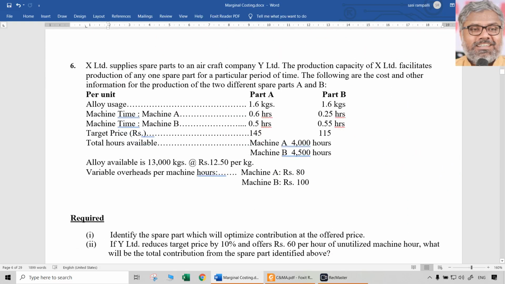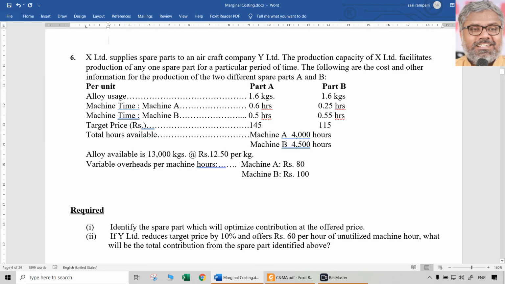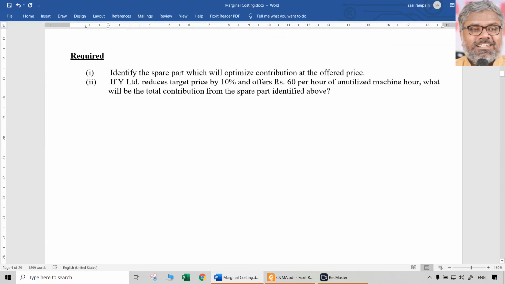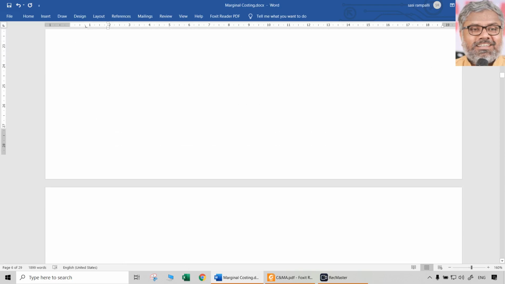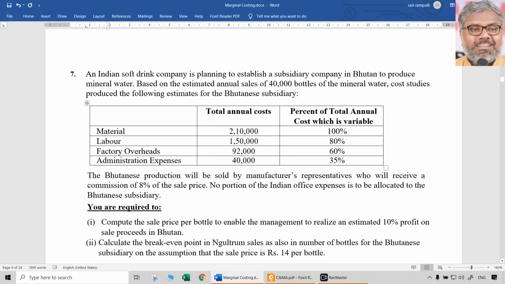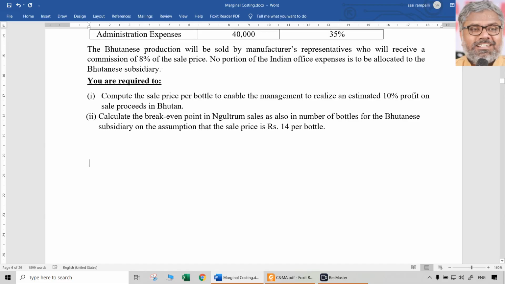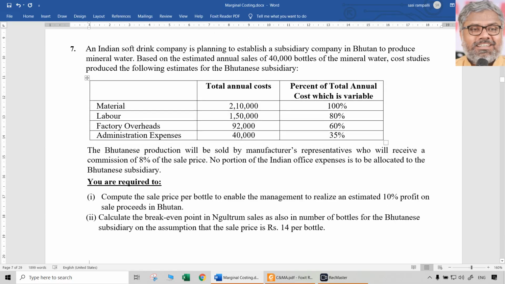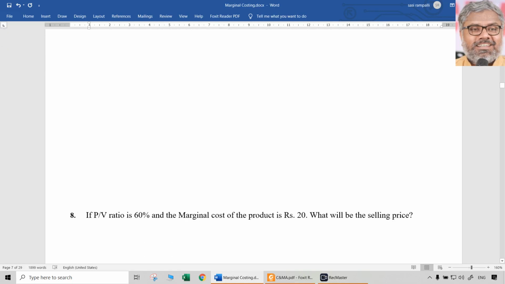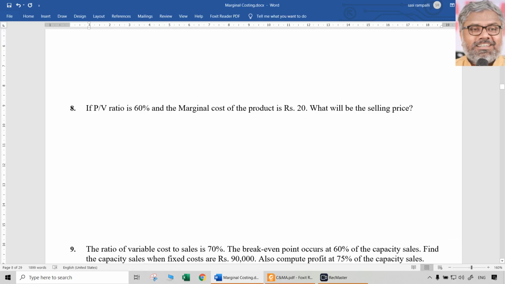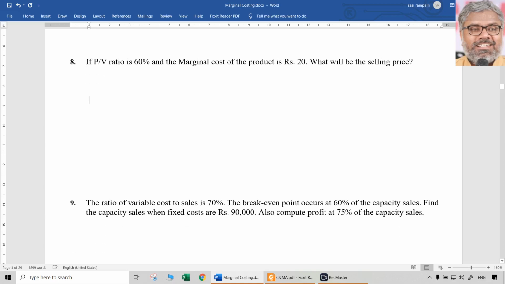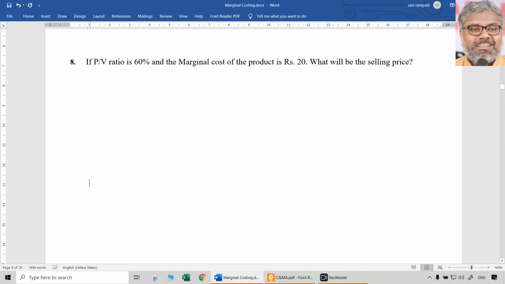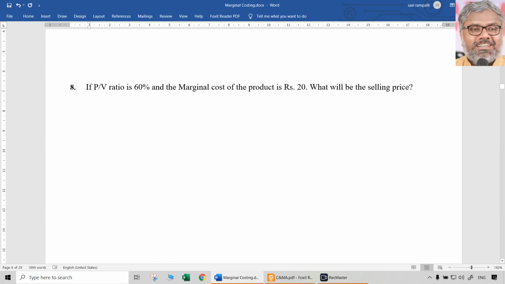Okay. Question number 6 is related to decision making. We will come back to that later. Then let us move on to question number 7. It is also related, not exactly decision making, but similar to that, a pricing decision we can say. We will focus first more on the formula type of questions which can be straight away solved. So using the formula we can solve these questions. Let us move on to question number 8.